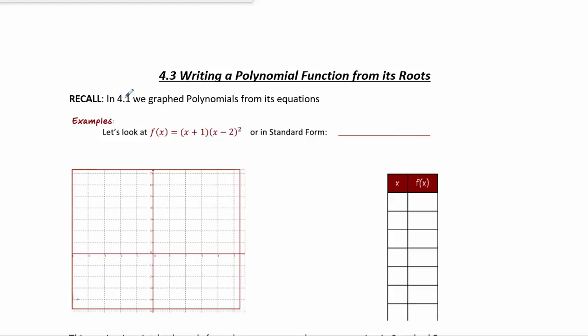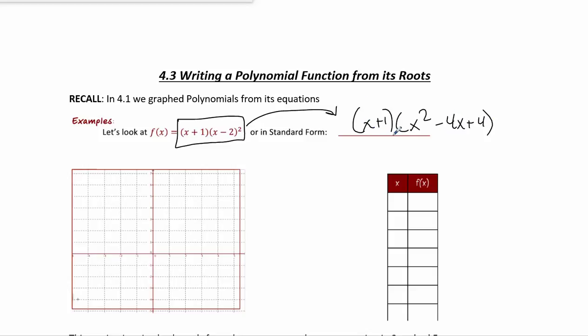I want you guys to recall 4.1 when we graph polynomials from their equations. So we had equations that kind of look like this, and we can very well put it in standard form, right? We can do a box for the x minus 2 squared, which would be x squared minus 4x plus 4, and then we can multiply that by x plus 1 and do another box there, 2 by 3, and multiply through. Not necessarily worried about that right now.